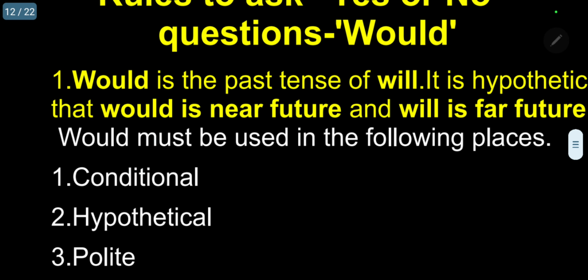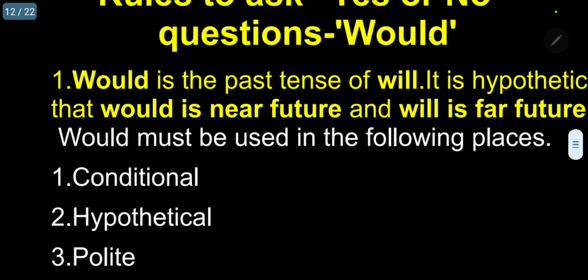That means if anything is going to happen in future within a few seconds or few minutes, use would. If it is taking place after a few months or years or a long time, use will. This is the hypothetical. So that's why I am giving it like that. Near future would, far future will. This is hypothetical. Kindly follow. This is not available in any grammar book. Kindly keep it in your mind, my dear students.